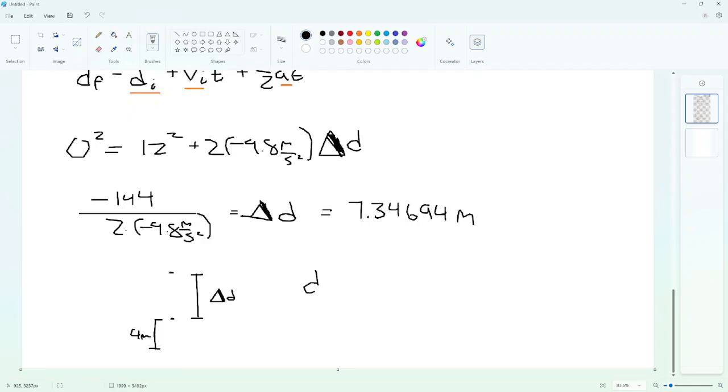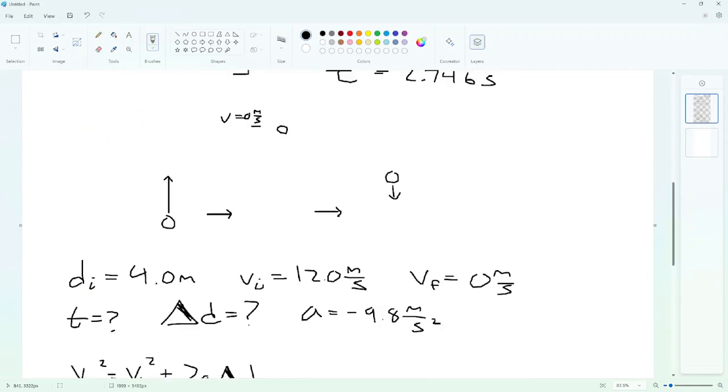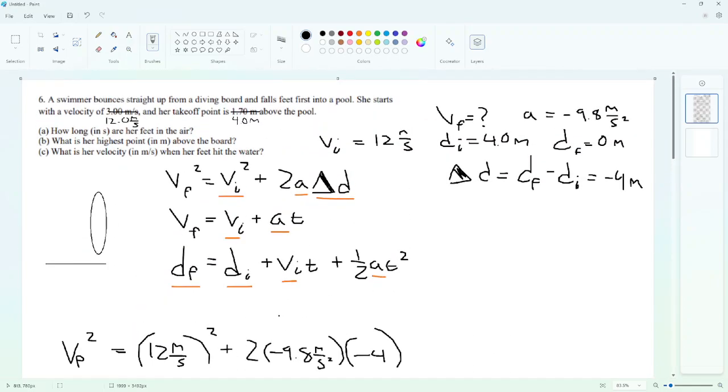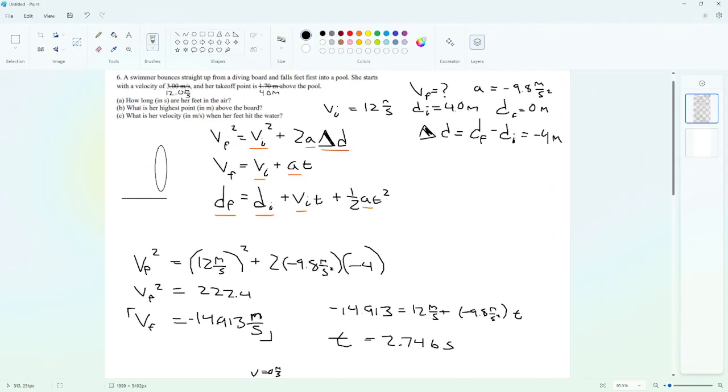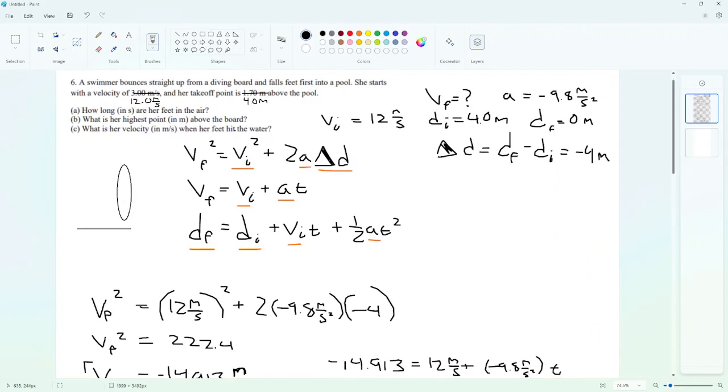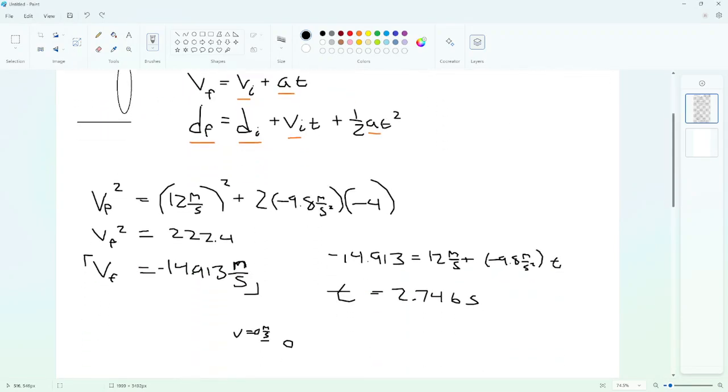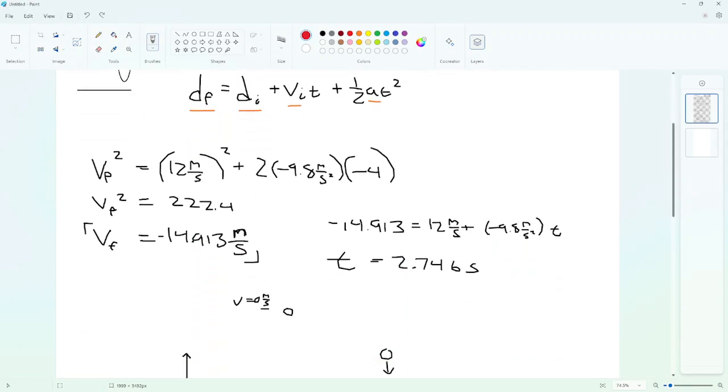So our total distance, our distance final, is going to be a distance initial plus our change in displacement, which is going to be equal to 11.34, I'm just going to round, 7 meters. That is going to be our final height. And lastly, what is her velocity when her feet hit the water? I believe we calculated this already. Yes, indeed we did. This is our solution for the last part.